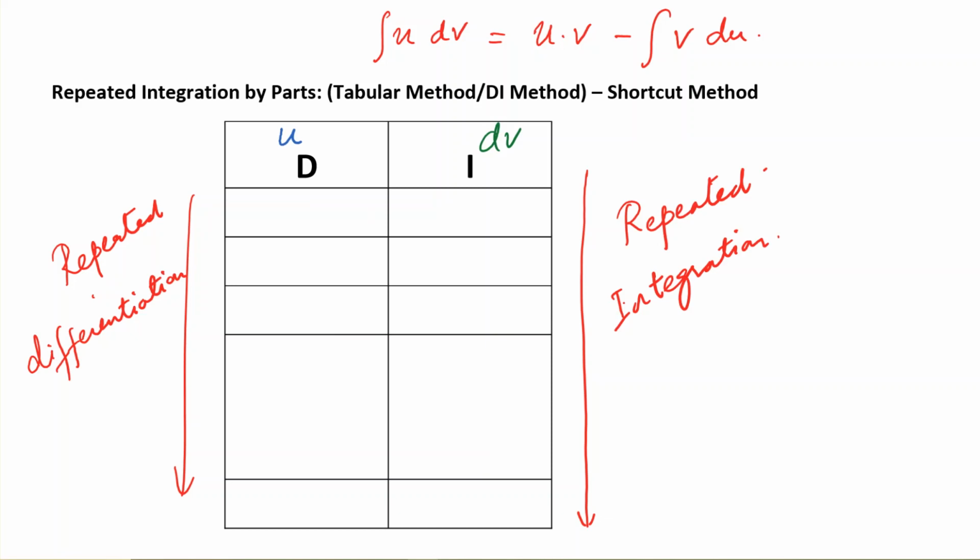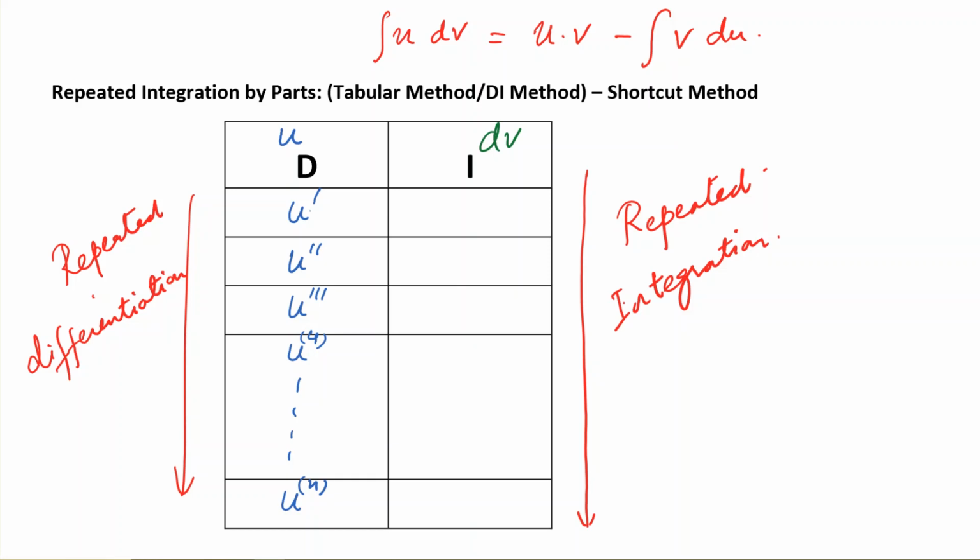So in the first column of the table, the D column, we're going to write all the derivatives of u. So first derivative is u prime, second derivative of u, third derivative of u, fourth derivative of u, and keep on going, nth derivative of u. I will tell you later on when to stop. It depends on problem to problem. So I'll discuss the different cases which tell you where to stop while doing the differentiation.